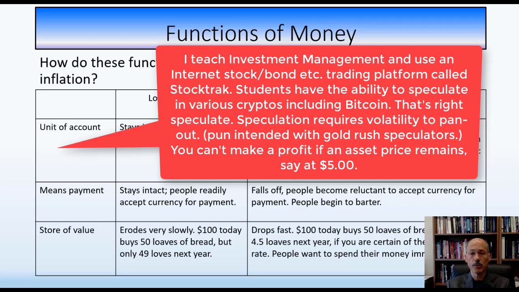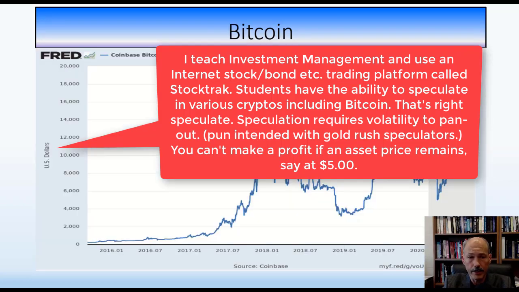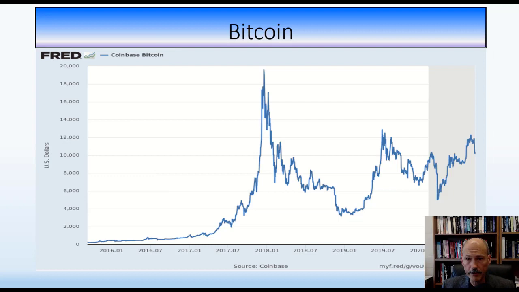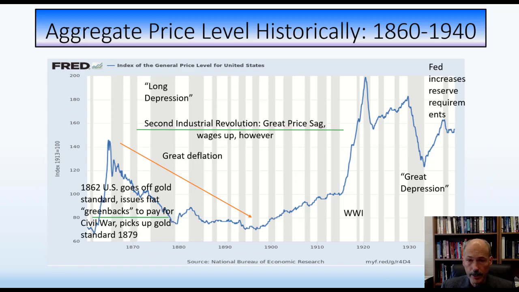Then is it a store of value? Well, let me tell you, look at this. Is it a good store of value if you bought it at 20 and it went down to $4,000 there? Not really a good store of value. Look how unstable it is. So why would you want to go into Bitcoin instead of the US dollar, which is far more stable in what it can buy? So again, here's our history.